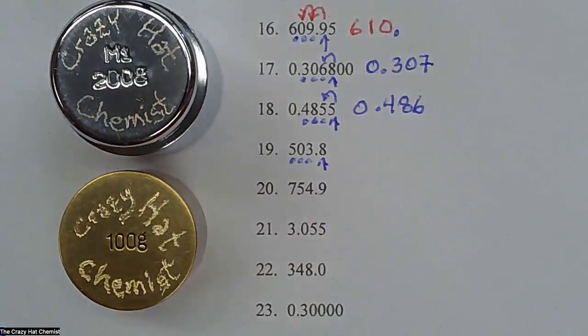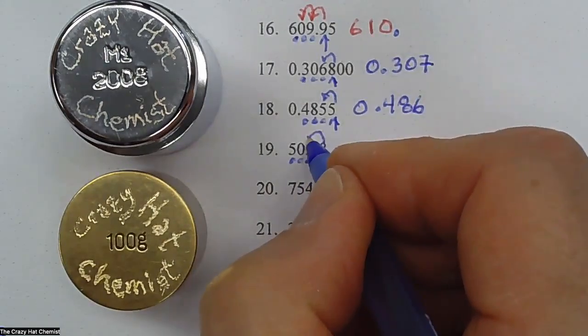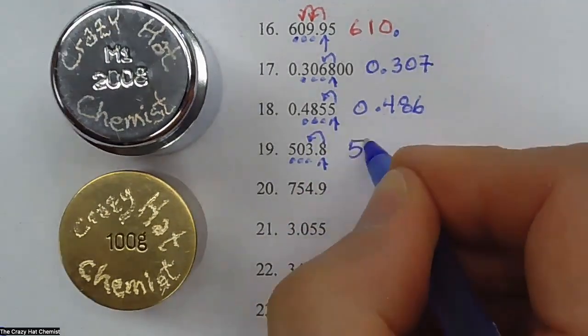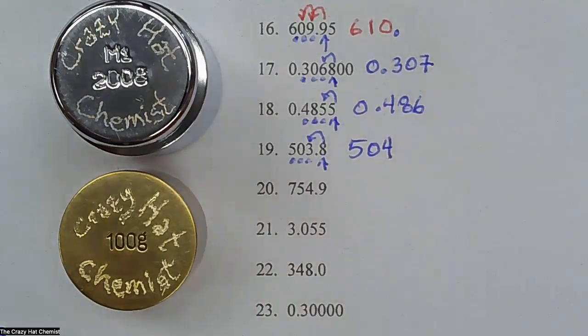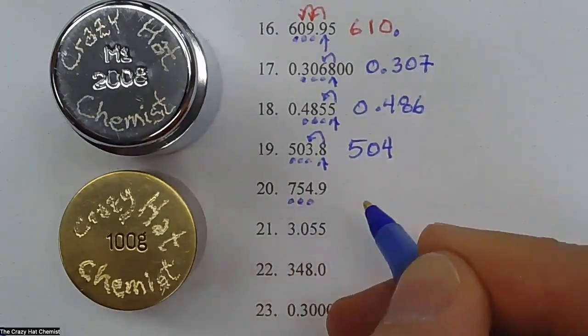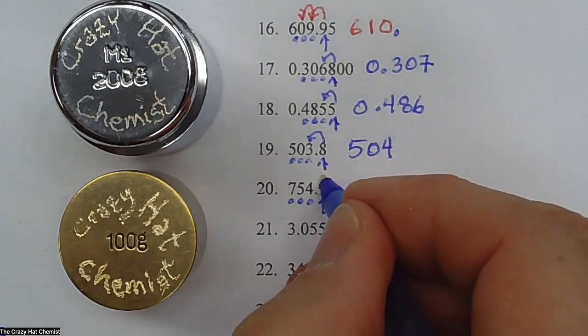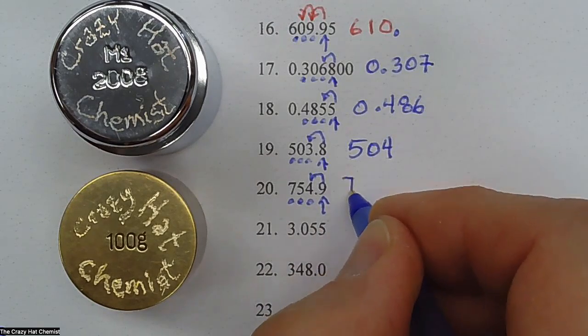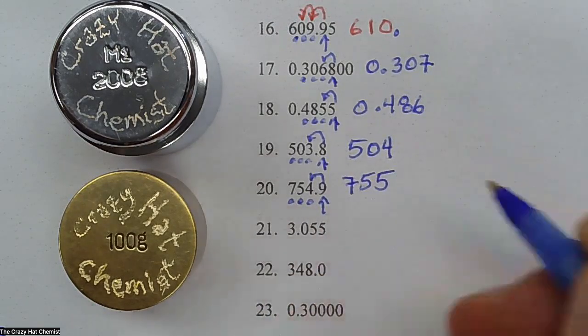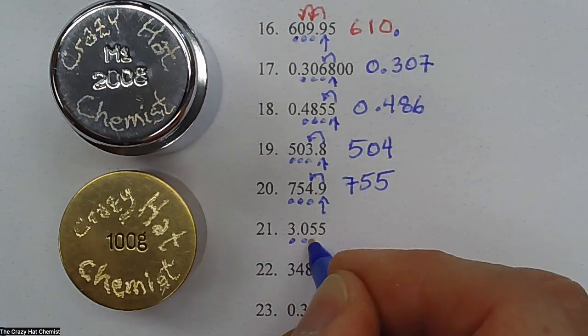1, 2, 3 numbers. I'm using that 8 for rounding. That's 5 or greater. Add 1 to the preceding digit. That's 504. 1, 2, 3 numbers. I'm rounding with that 9. That's 5 or greater. Add 1 to the preceding digit.